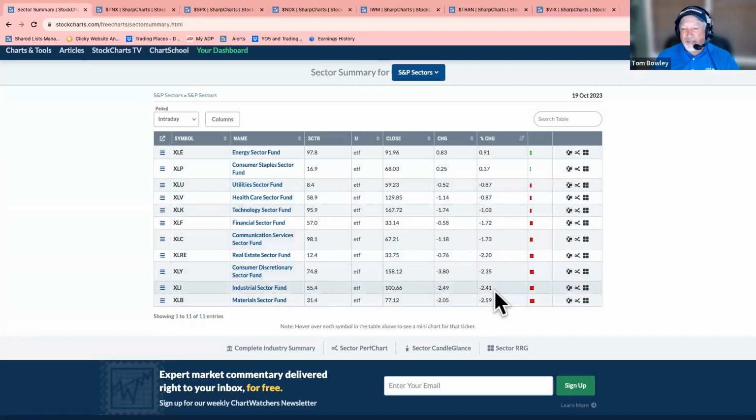Industrials too. And if I'm sounding a little surprised with industrials, it's because I am a little surprised. Industrials normally, November is their best month, and normally we start seeing some strength on a relative basis in industrials.